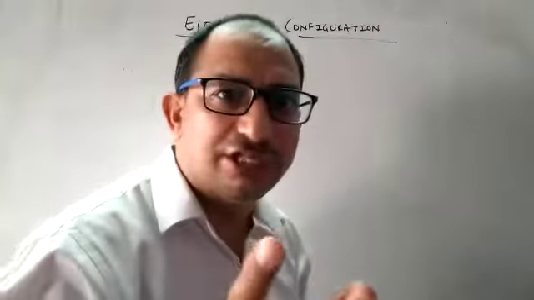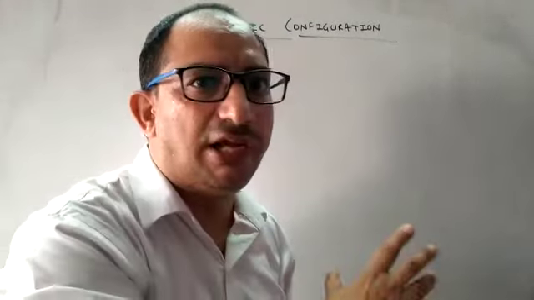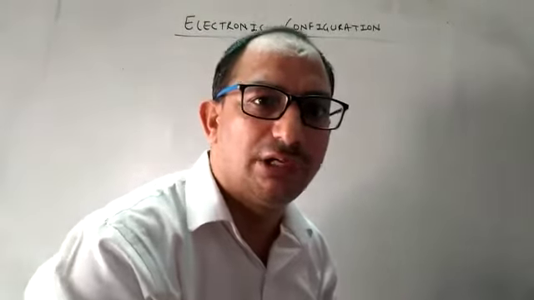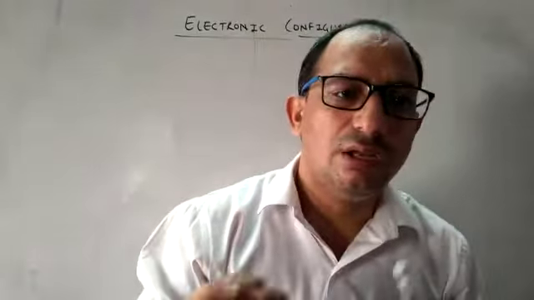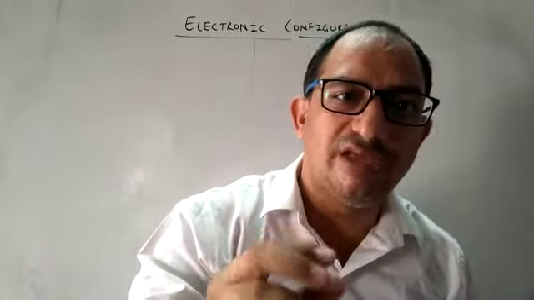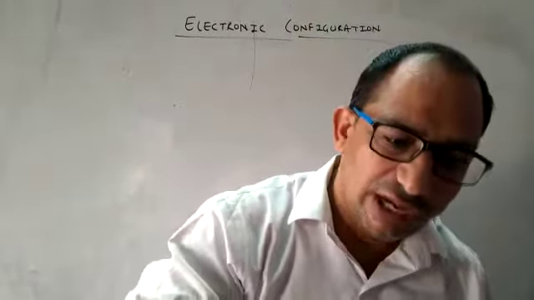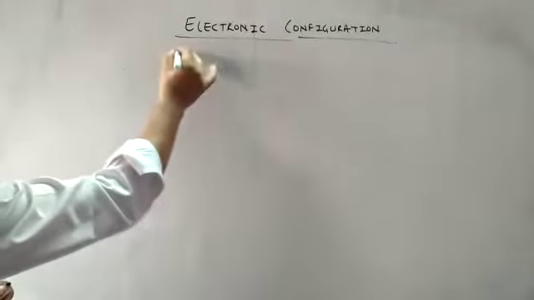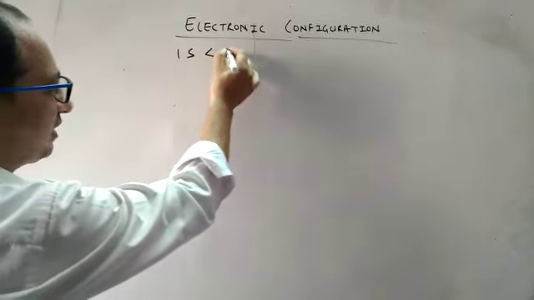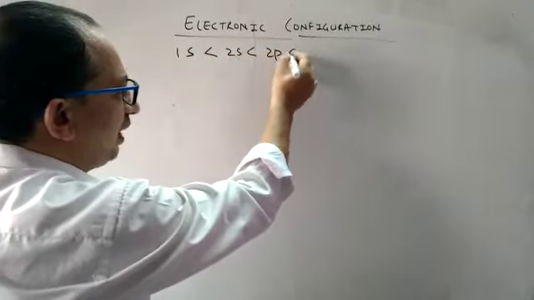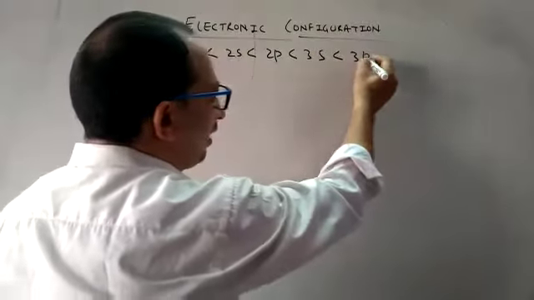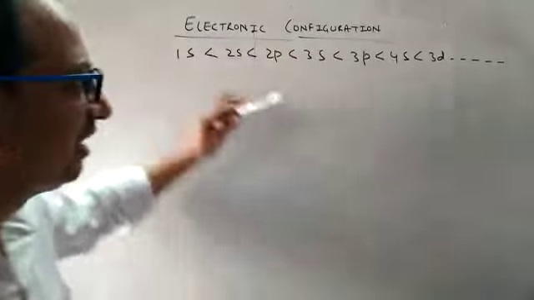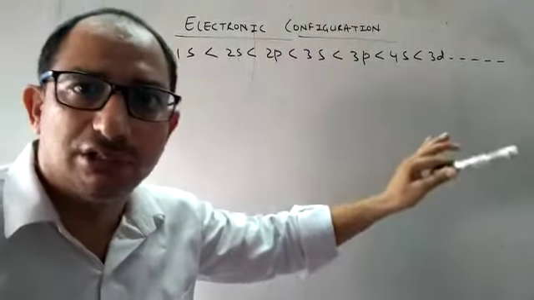Two important things we have to take into consideration while writing the electronic configuration. One is the sequence of the orbitals in which they are filled. According to this, the orbital having minimum energy will fill first, and then they are filled according to their increasing energies. So the order of the sequence is 1s, 2s, 2p, 3s, 3p, 4s, 3d and so on. So this is the sequence in which we will write the electronic configuration.